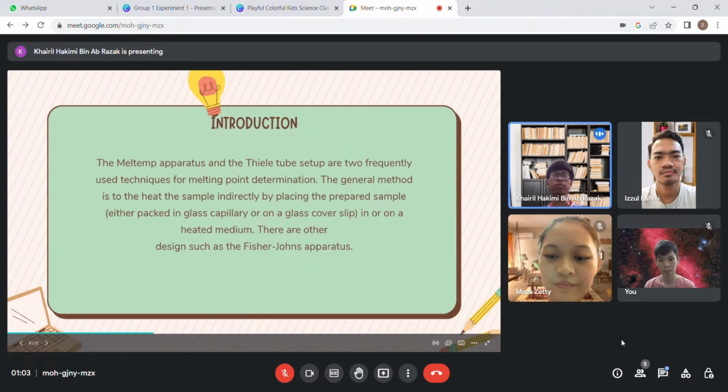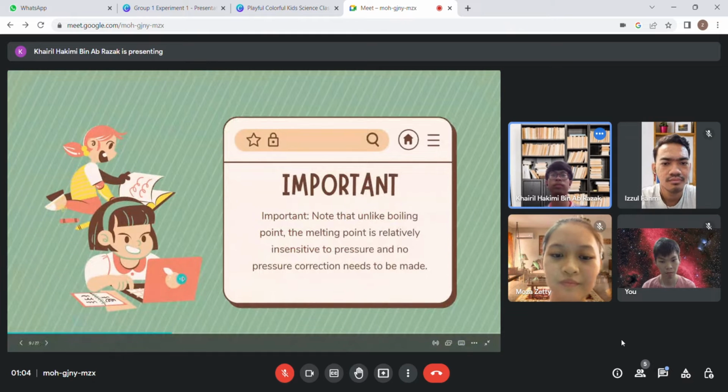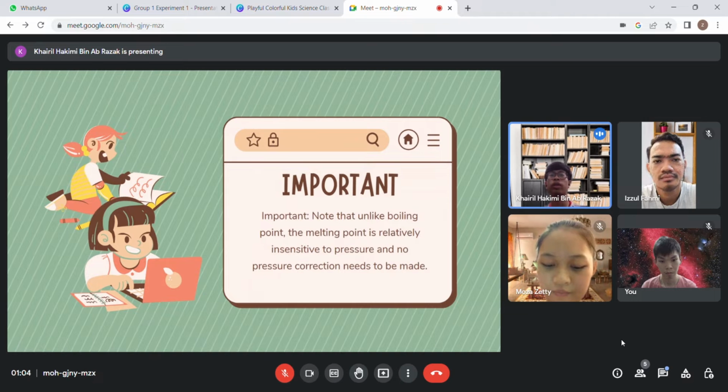The melting point apparatus and the Thiele tube setup are two frequently used techniques for melting point determination. The general method is to heat the sample indirectly by placing the prepared sample packed in a glass capillary or on a glass cover slip, in or on a heated medium. There are other designs such as a Fisher-Johns apparatus. Important: note that unlike boiling point, the melting point is relatively insensitive to pressure and no pressure correction needs to be made.